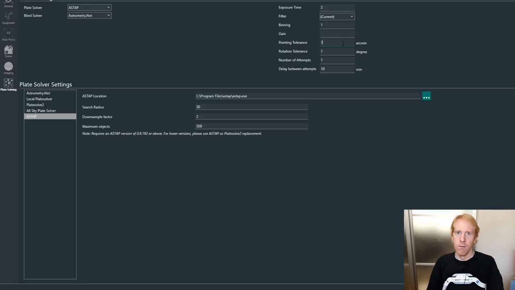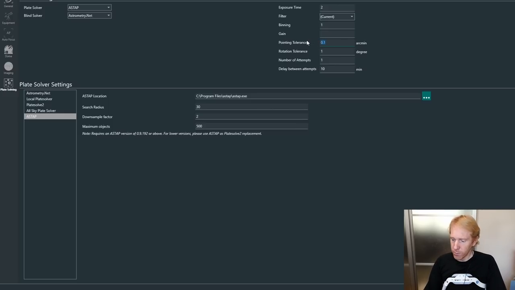Because if you have a very low grade mount, let's say you're using the Skywatcher AZ-GTi as a go-to equatorial mount, it's not super precise. If you put a tolerance of, let's say, 0.1 arc minutes because you want to be super precise, then maybe your mount will never manage to center your target with that precision. And then the plate solving would keep running, trying to achieve that amount of precision and would never end.